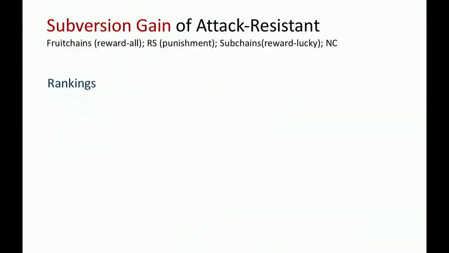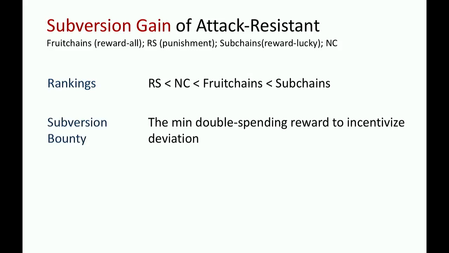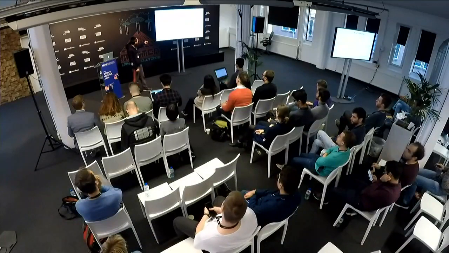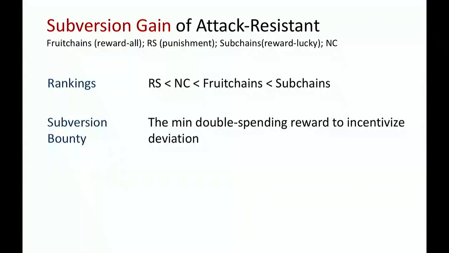And subversion gain analysis. The ranking is, for subversion gain and double spending resistance, the smaller the better. Reward splitting protocol is better than Nakamoto consensus, is better than fruit chains, better than subchains. Subchains is always very steady. You can trust it. The intuition behind this is relatively straightforward, so I'm going to skip that.